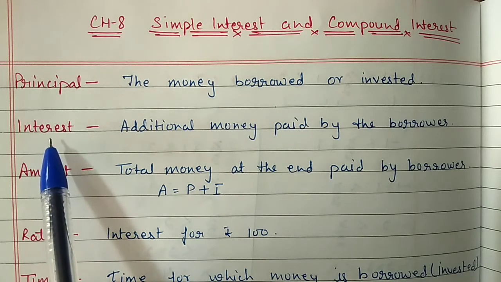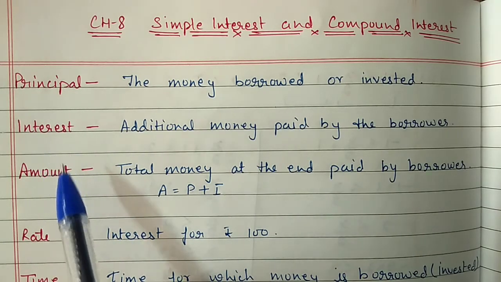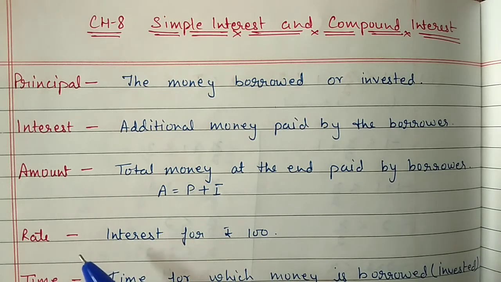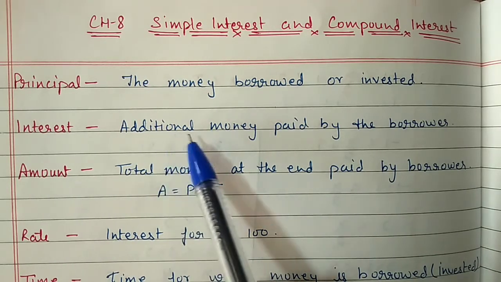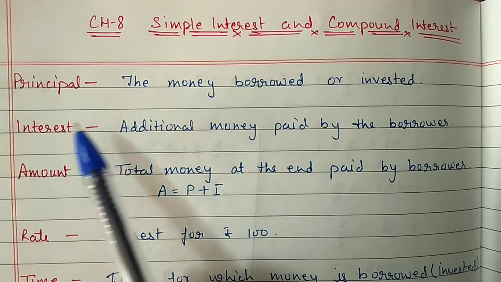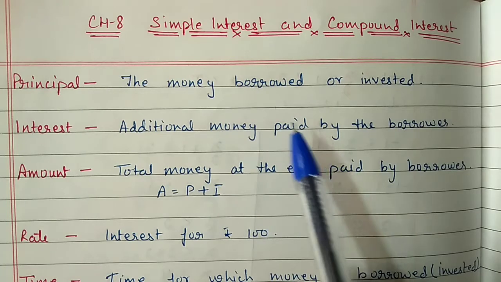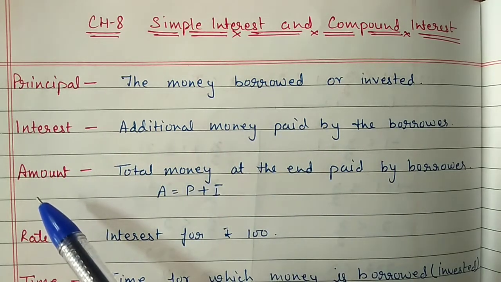Next thing is the interest. What is interest? The additional money. If you keep your money in the bank, after some time you will get some additional money. That additional money we will call the interest. Or if you borrow an amount from someone, then you have to pay some extra money. That extra money we will call interest.